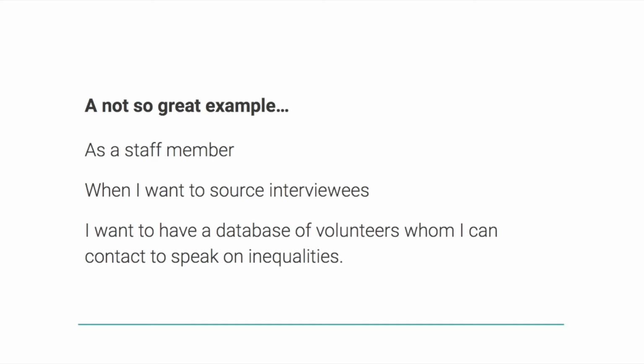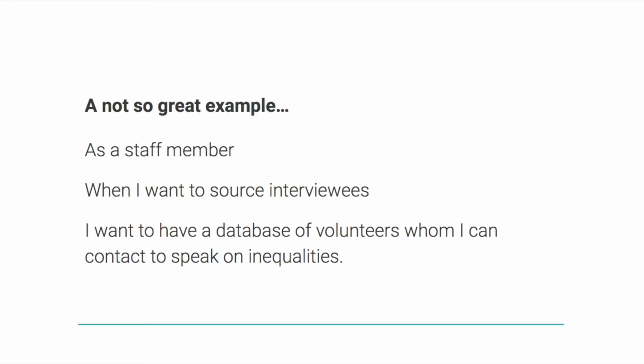Let's look now at a not so great example. And it goes without saying that this was a charity's complete first draft, so they were able to improve it going forward. As a staff member, when I want to source interviewees, I want to have a database of volunteers whom I can contact to speak on inequalities. What might not be so great about this one?